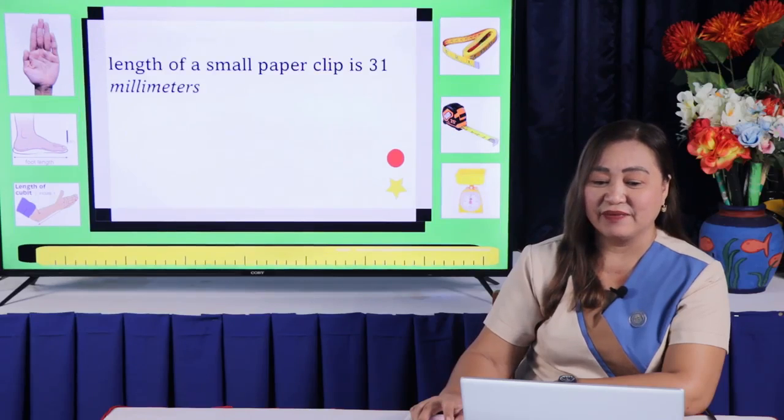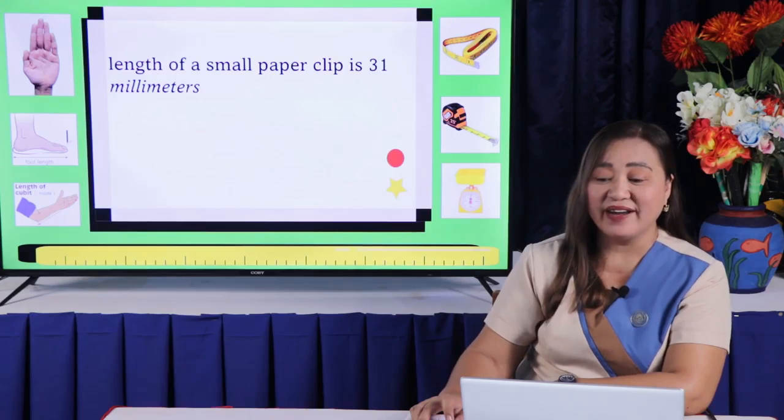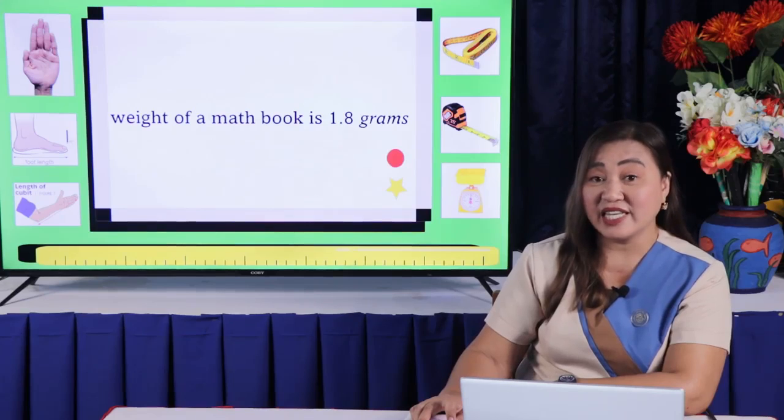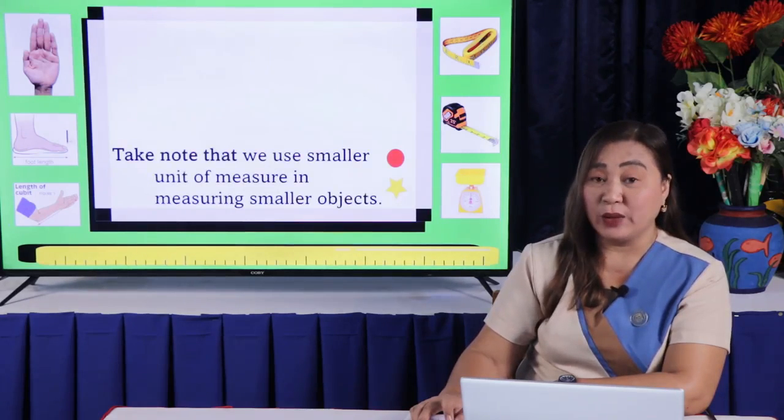For example, the most sensible measure for the length of a small paper clip is 31 millimeters rather than 31 centimeters or 31 meters. And the most sensible measure of the weight of a math book is 1.8 kilograms rather than 1.8 milligrams. Take note that we use smaller units of measure in measuring smaller objects.